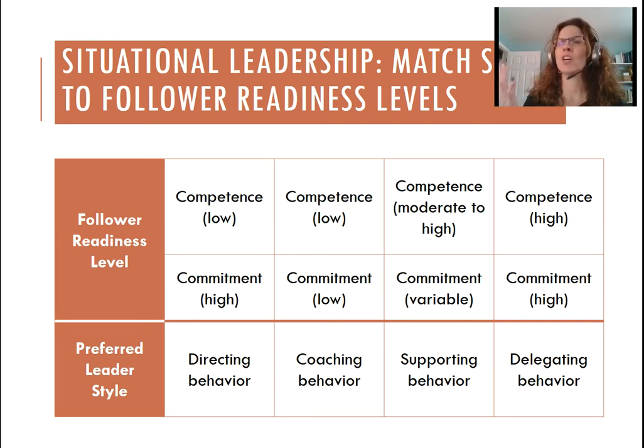And the final category, all the way to the right, is when the follower is very competent, so they know what they're doing. Maybe they've been in the organization for a long time and they're highly committed. Well, at that point, the leader can basically turn things over to that follower because they know what they're doing. They don't need a boss to tell them what to do. They don't even need a boss to tell them they're great. They kind of got that. They basically need the boss to get out of the way. And that's what delegating is. It's getting out of people's way.